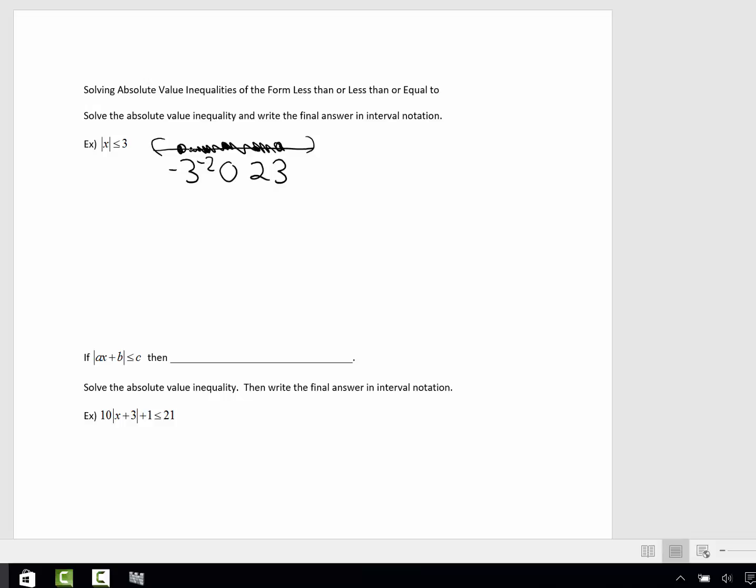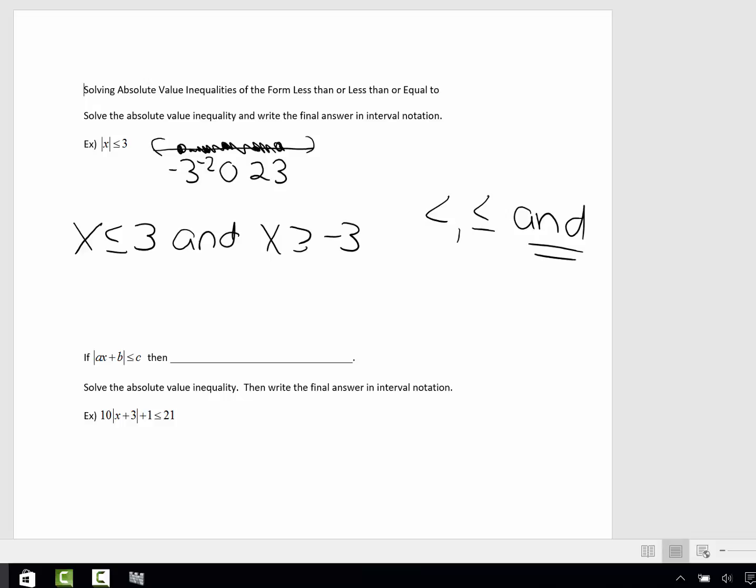So what do you notice about the solutions? Well, the values certainly have to be less than or equal to 3, but also the values also have to be greater than or equal to negative 3. Both conditions must be met in order to be a solution here. Okay? So notice, when I have the absolute value bars by themselves, and I have a less than or equal to, I will have an and statement, or in other words, an intersection.